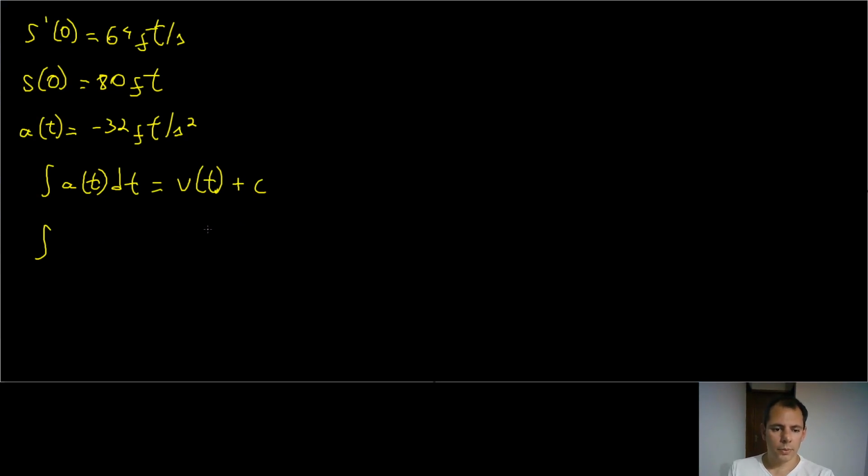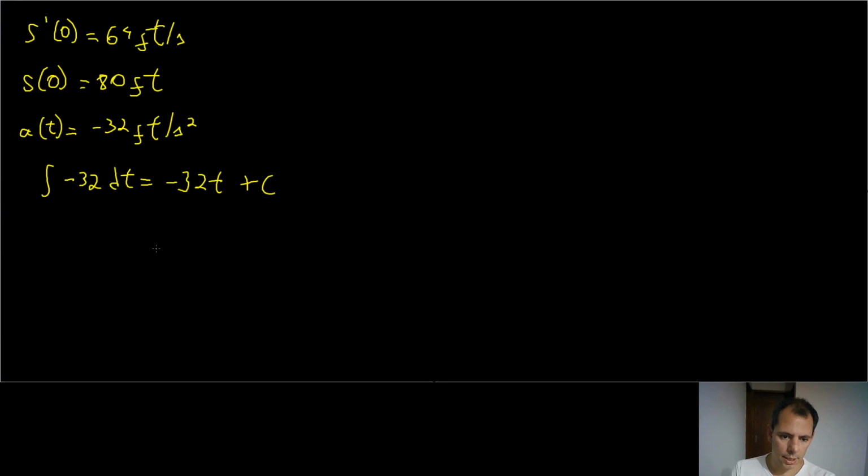Because one is in one equation, the other one is in the other equation. So the integral of minus 32 dt is just going to be equal to minus 32t plus c. All right, so this is the velocity. Now, what did it say? It said that at s0, the thing was 64.